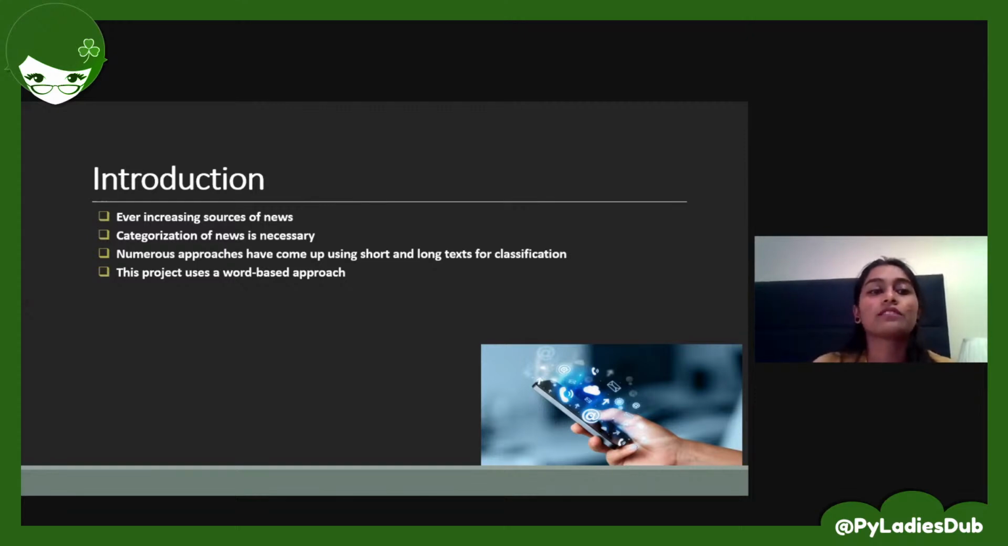So my project is classification of news using LSTM and NLP technology. In this area, numerous approaches have already been taken by previous researchers, and they have applied KNN, Naive Bayes, and gradient boosting algorithms so far. This project used a word-based approach using LSTM techniques. This is different from other state-of-the-art approaches given by researchers.